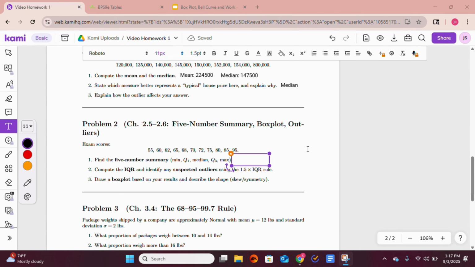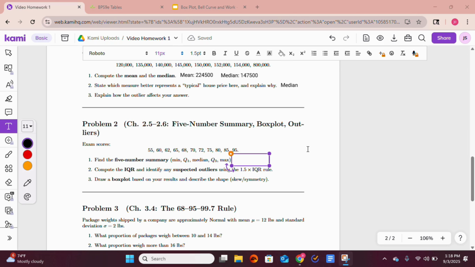Now that we have completed problem 1, we can move on to problem 2. This one gives us a set of exam scores, and it first asks us for the 5-number summary. 5-number summary is a set of 5 statistical values: minimum, quartile 1, median, quartile 3, and maximum. So we will need to solve for each one.